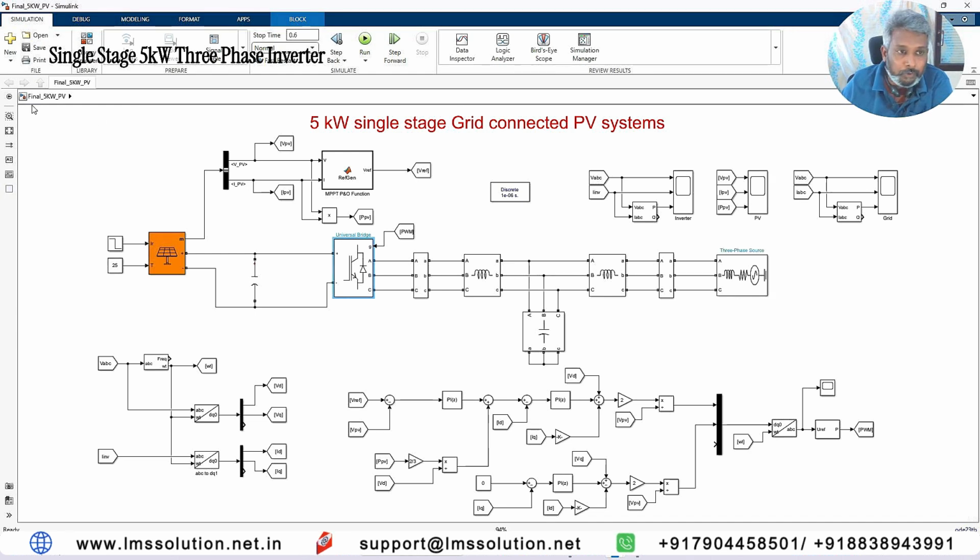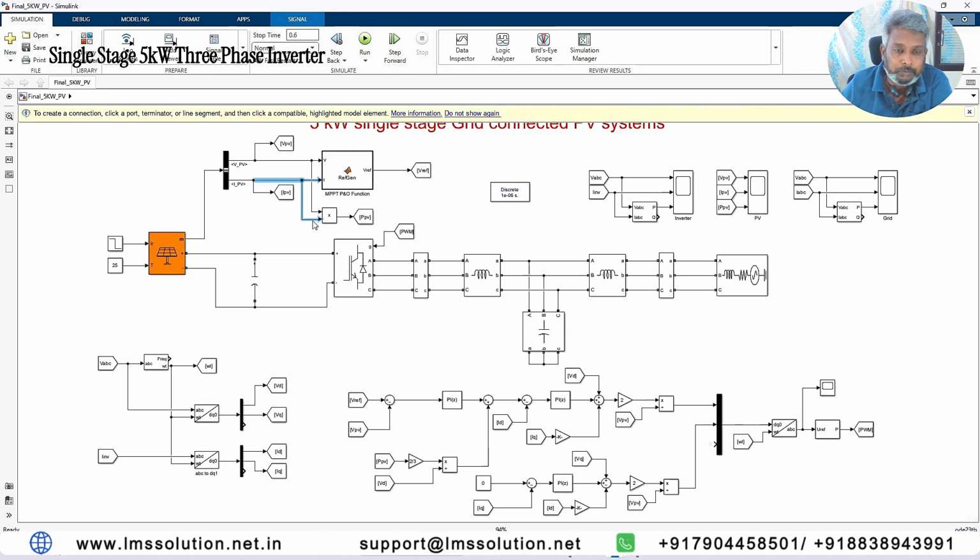For that we go with feed forward decoupling control. For that we need to use MPPT. Here we are using the P&O MPPT algorithm. The P&O MPPT receives two inputs: one is PV voltage and the other is current. According to the PV voltage and current, it will generate the V reference.